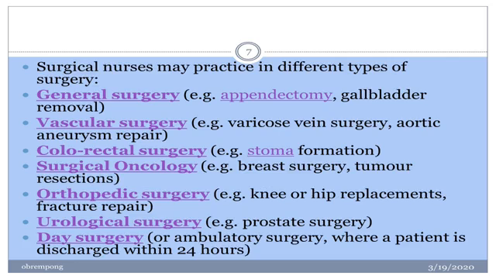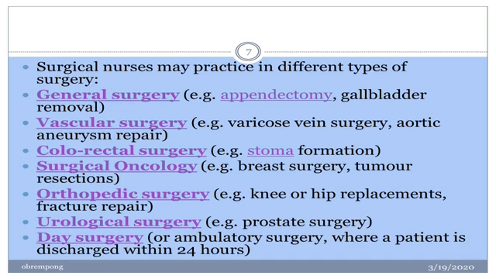So surgical nurses may involve themselves in different types of surgeries, which may include general surgery. For example, as we talked about the other time, appendectomy, removal of the appendix, gallbladder removal, and all that. So a nurse may assist a surgeon with these procedures. Vascular surgery, that is surgeries in relation to varicose vein surgery, aortic aneurysm repair, and all these things. Anything in relation to the heart, the nurse can help with that. And then colorectal surgery, for example, stoma formation, creating an artificial opening in the abdominal wall so that waste materials can be collected. For example, colectomy is done around the area.